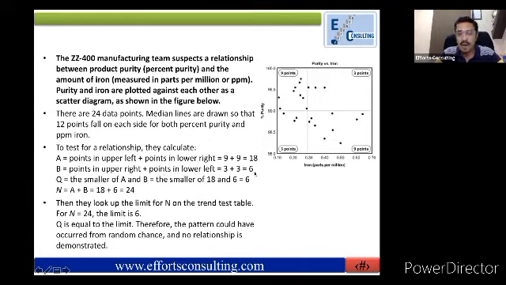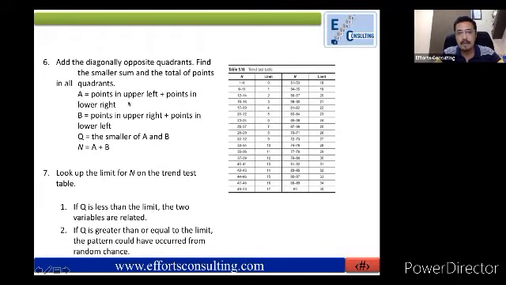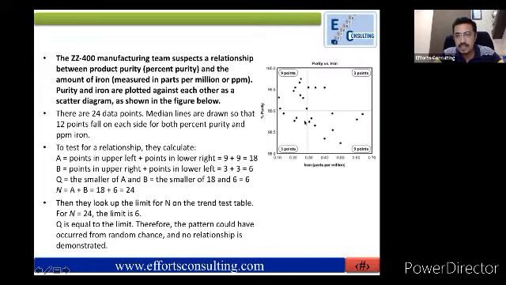Right? Now the important part: let A be the points in upper left and lower right, and B the points in upper right and lower left. Adding quadrants 1 and 3 gives me one figure, and adding quadrants 2 and 4 gives me another figure. One I named A, the other I named B. Of the figures A and B, the smaller one I will call Q, that is my Q. You can give any symbol. That is the quadrant figure. Meaning, Q is the smaller of A and B. So I am having the 6. 6 is the smaller, right?